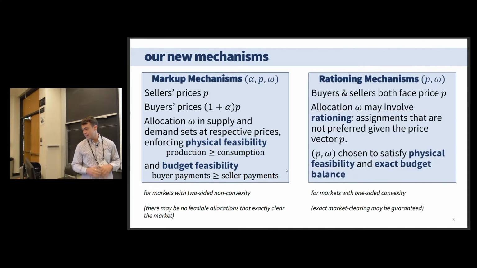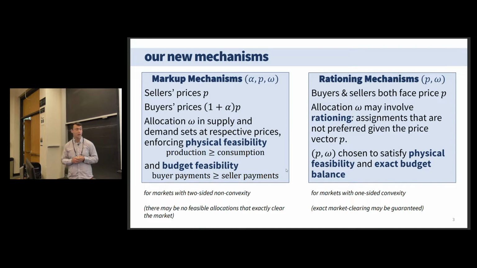In contrast, the second set of mechanisms, the rationing mechanisms, are going to be exactly balanced. So in these mechanisms, buyers and sellers are both going to face the same price vector, but the allocation itself may not be in the supply and demand sets of the various agents at that price. They may be rationed. That is, assigned something not preferred given the price.